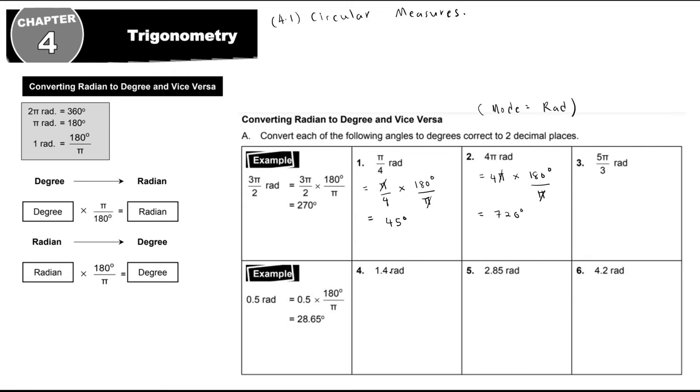And then for the second part, now we have 1.4 radian. To convert 1.4 radian to degree is the same: multiply by 180 degree over pi. Again, make sure that your calculator is in radian mode. And if you calculate correctly, you should get the answer 80.21 degree.